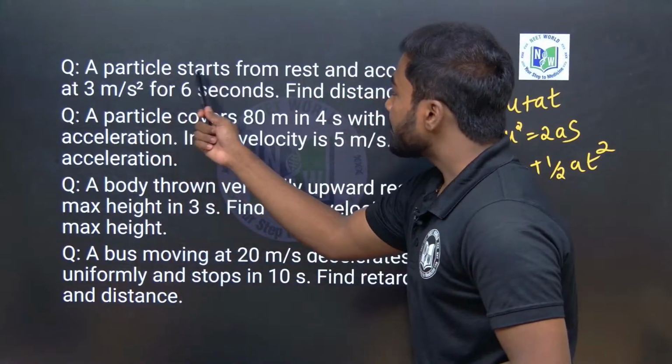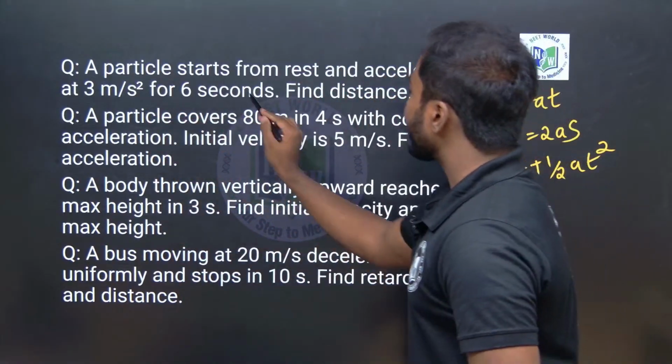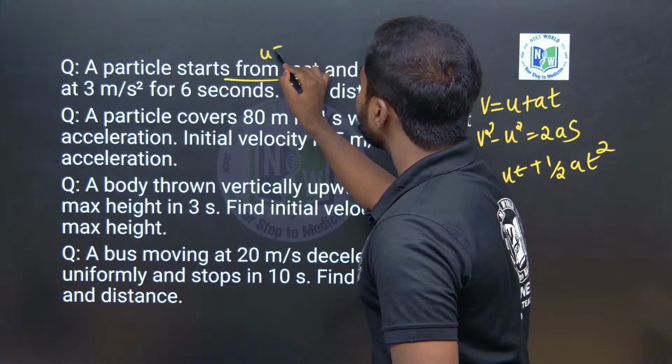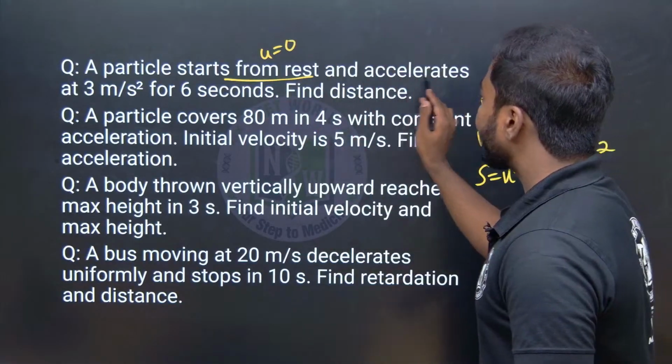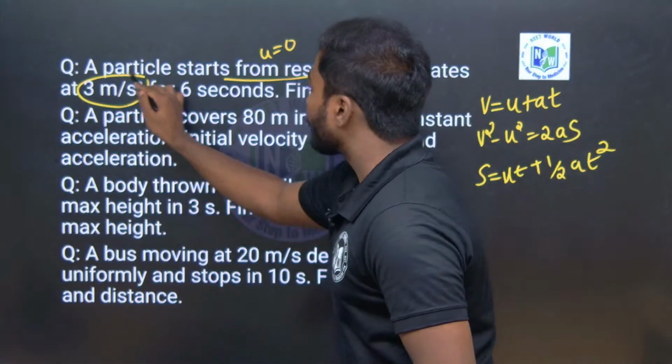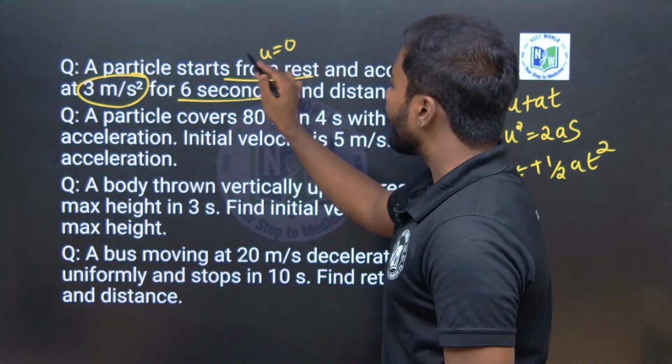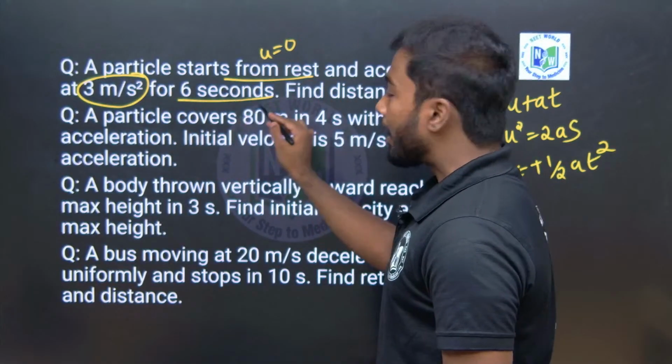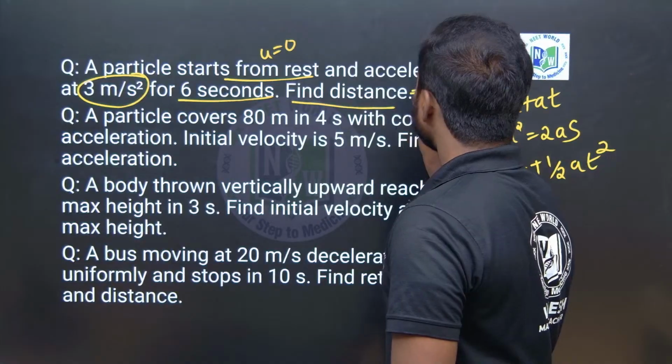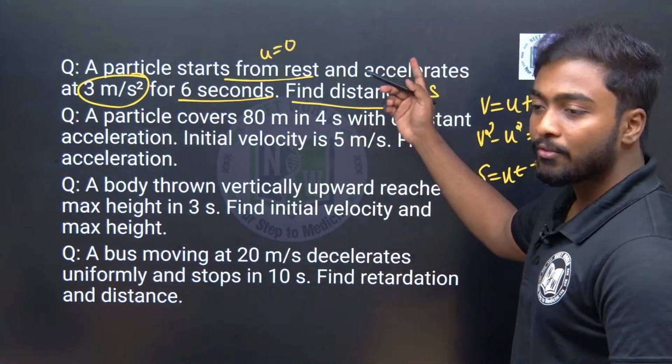So, a particle starts from rest. Starting from rest means u will be 0, and it accelerates at 3 meters per second squared for 6 seconds. So u is given, a is given, t is given. I need to find the distance. So this is the first question.